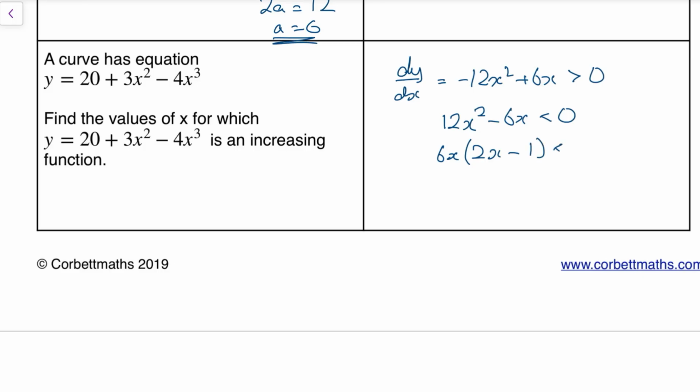2x minus 1 is less than 0. So that's just a quadratic where that's 0 and this is a half. And so I want this to be less than 0. So all values in between. So in other words, x is between 0 and a half. Not inclusive because I want it to be less than.